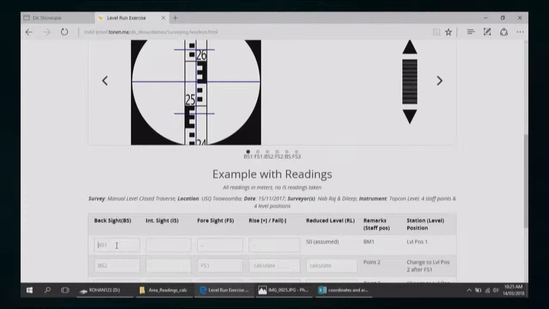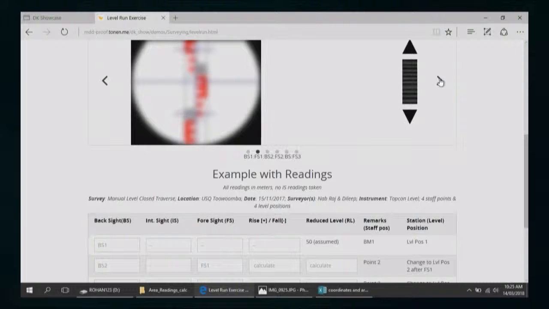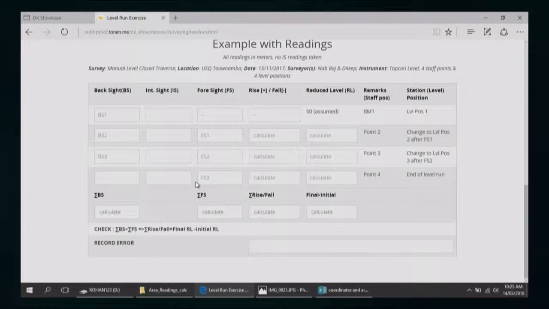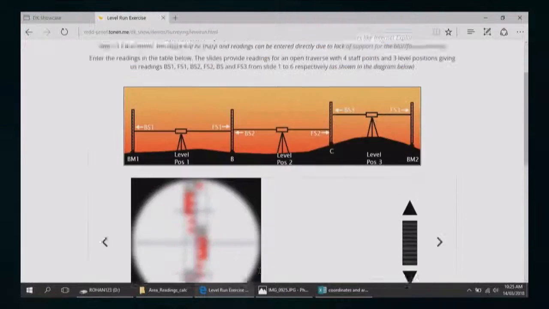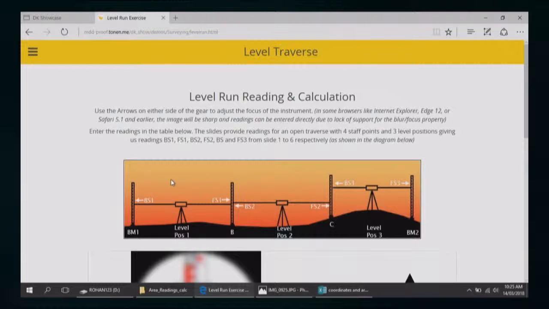here, BS1. Going further, that would be the FS1, a foresight from position 1, and so on. You take the readings and then you calculate the total of the backsights and the total of the foresights, and you check whether the difference is equal to the rise or fall. And if there's an error, you record an error. So this was one of the exercises, a very basic exercise for a student who's never done anything in surveying and engineering before.